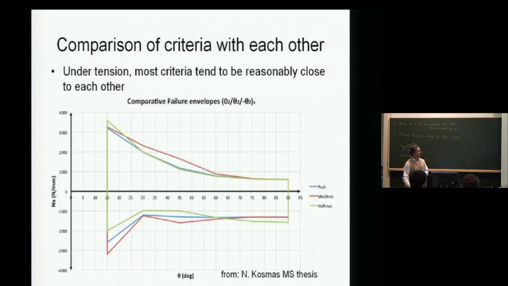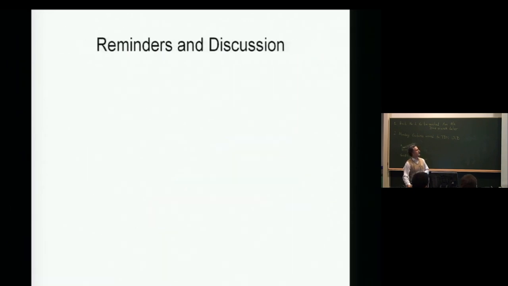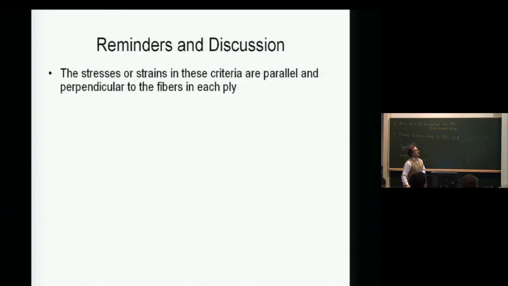Both of them are. So the stresses or strains in this criteria are parallel and perpendicular to the fibers in each ply. That's important if you're doing a failure prediction using this criteria, and you will be doing that for homework 1. You take the applied load, you translate it to strains. From those strains, you calculate the ply level strains, and then you relate those to stresses. Those are stresses in the original coordinate system of the laminate, and you have to rotate. All that is explained also in the textbook in case you are not familiar.